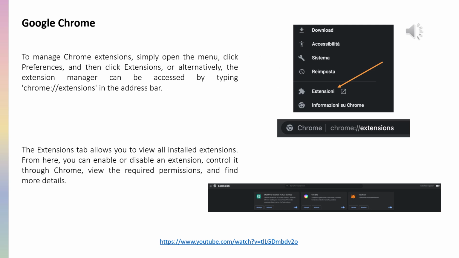To manage Chrome extensions, simply open the menu, click Preferences, and then click Extensions, or alternatively, the extension manager can be accessed by typing chrome://extensions in the address bar. The Extensions tab allows you to view all installed extensions. From here, you can enable or disable an extension, control it through Chrome, view the required permissions, and find more details.